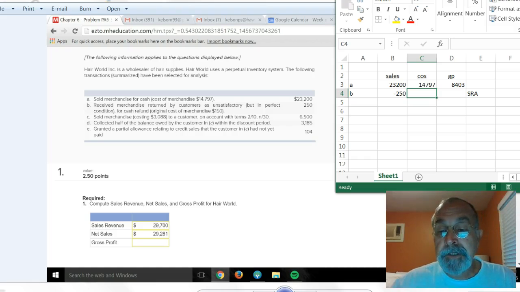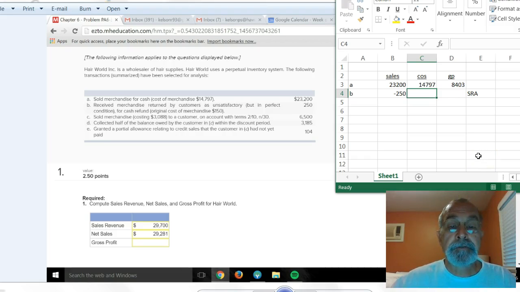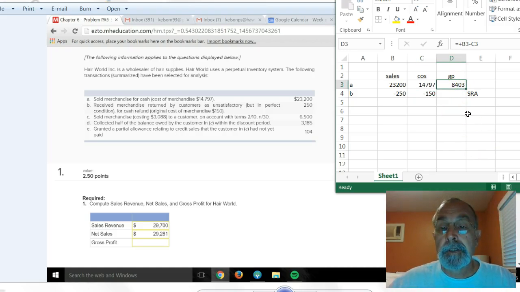And as with every sale, there is also a cost of that sale. So in this case, the merchandise return had been sold at $250 and the cost of that merchandise was $150. So we're going to have to also put that back into inventory and reduce cost of sales. And so the gross profit on that return is a negative $100.